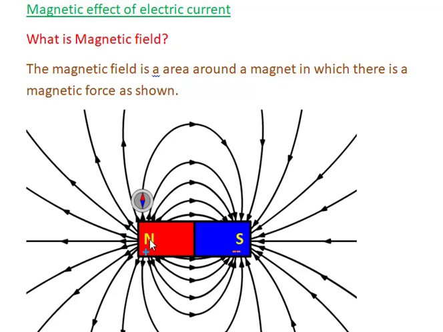So they produce one pole here and another charged pole on this side. This side is the north side, this is the south side. So the magnetic lines of force spread around the magnet. This area, this field, this force, is called the magnetic field.